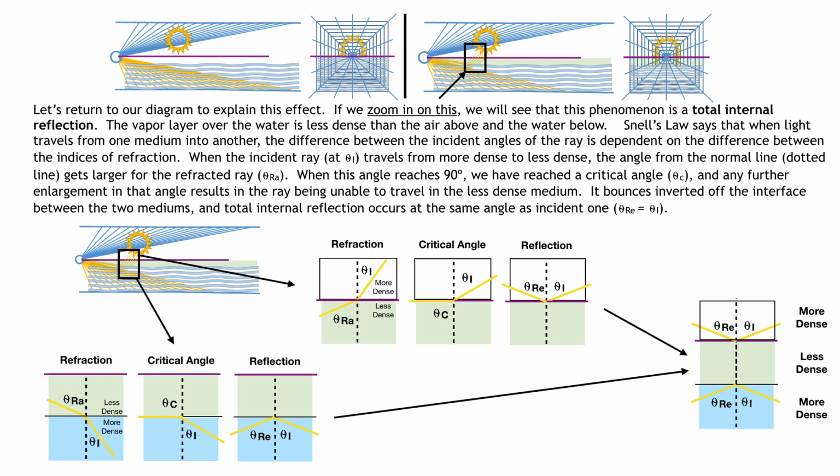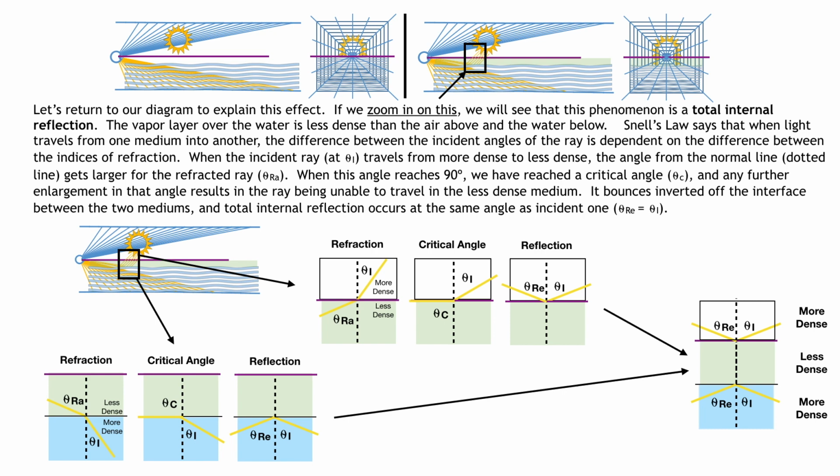Snell's law says that when light travels from one medium into another, the difference between the incident angles of the ray is dependent on the difference between the indices of refraction of the mediums. So when the incident ray at theta incident, theta I we'll say, travels from more dense to less dense, the angle from the normal line, which is that vertical dotted line, gets larger for the refracted ray as it exits the medium or enters the new medium. And so we'll call that theta R, or theta refracted.